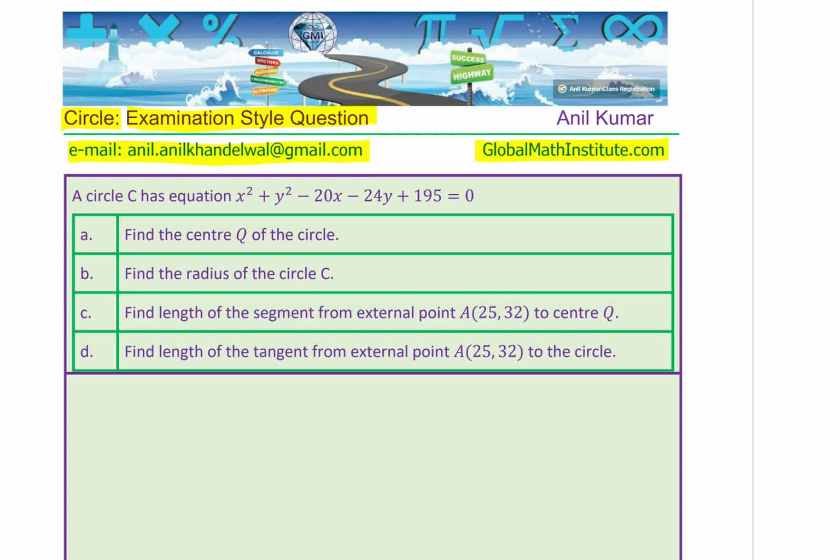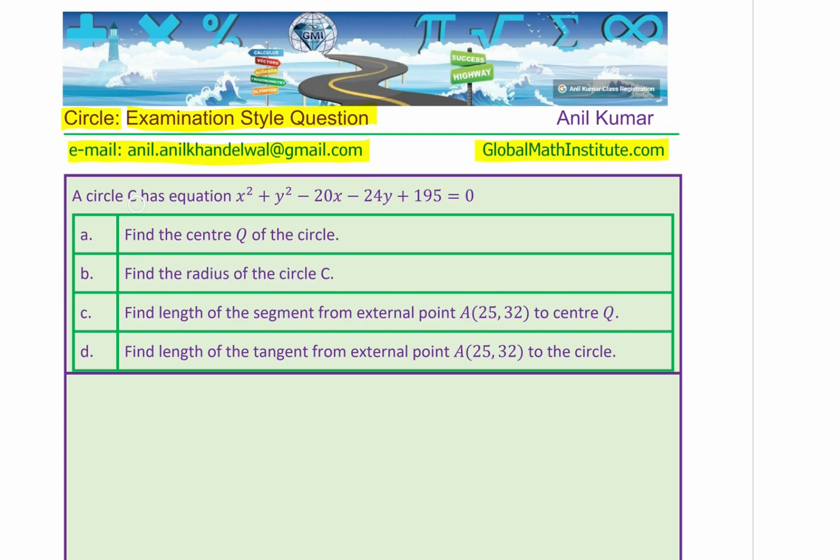Now let's have a look at the question itself. A circle C has equation x square plus y square minus 20x minus 24y plus 195 equals 0. Based on this standard form of circle equation, we have four questions for you. The very first one is to find the center Q of the circle. B. Find the radius of the circle C.